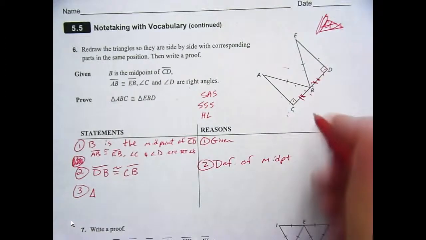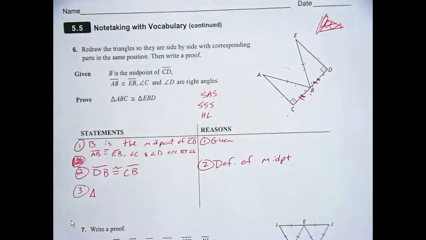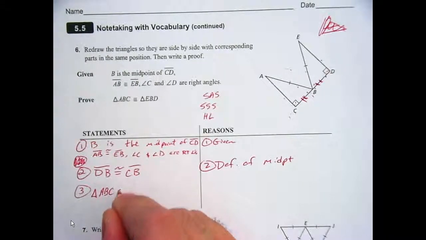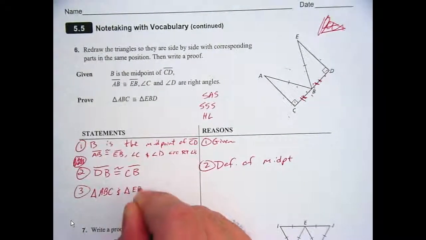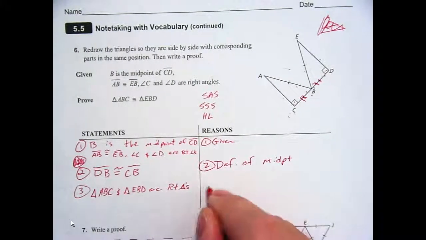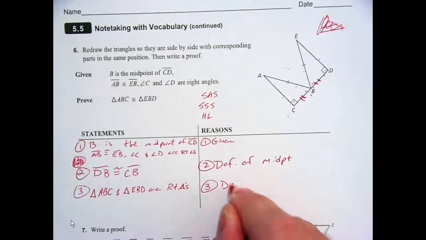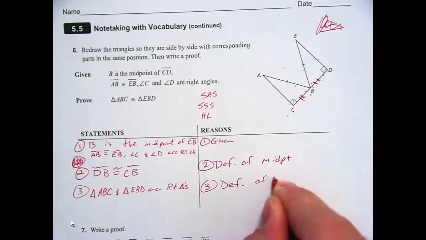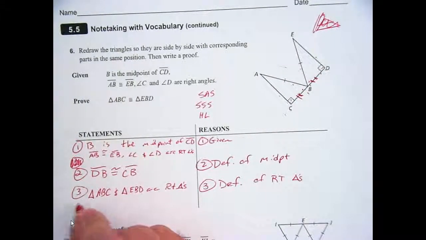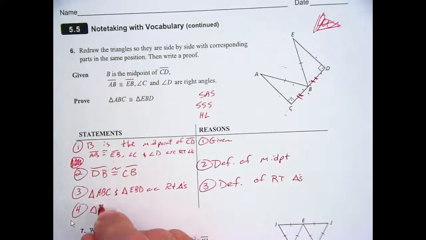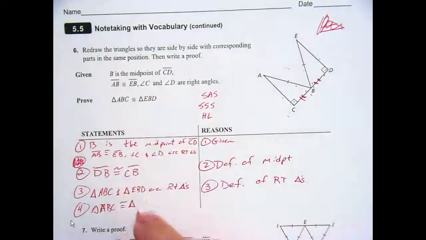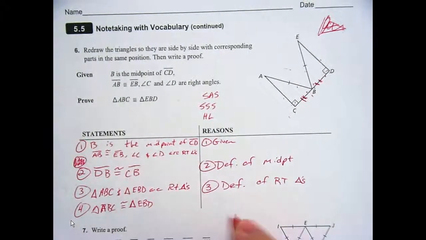All right, so if we just say triangle ABC and triangle EBD are right triangles. Okay, we know that by the definition of right triangles, they have right angles. We can now use hypotenuse leg. So I could write triangle ABC is congruent to triangle EBD by HL. And then we end it with our cool little end.